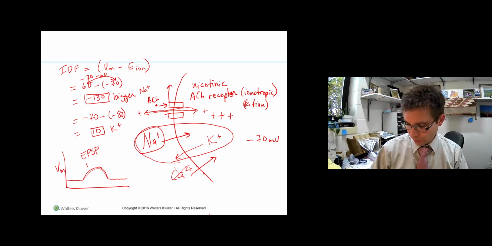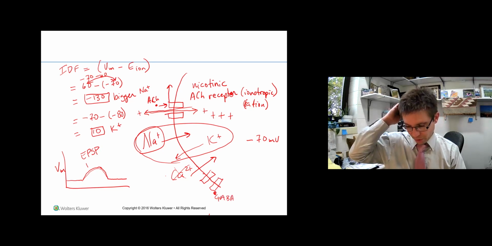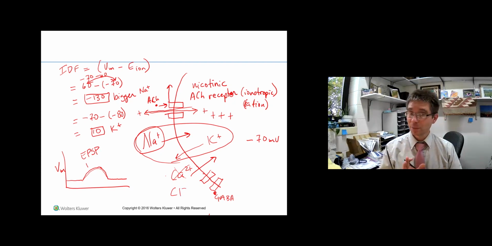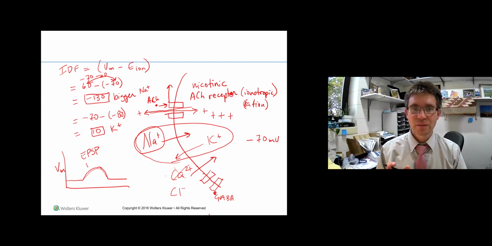What if instead of opening a cation channel, we open an anion channel with, I don't know, let's say GABA, which is a neurotransmitter that opens anion channels. What will happen there? Well, it will be permeable to chloride, and chloride is typically higher outside of the cell, and so it has a driving force pushing it into the cell. And so what chloride will typically do is go into the cell.